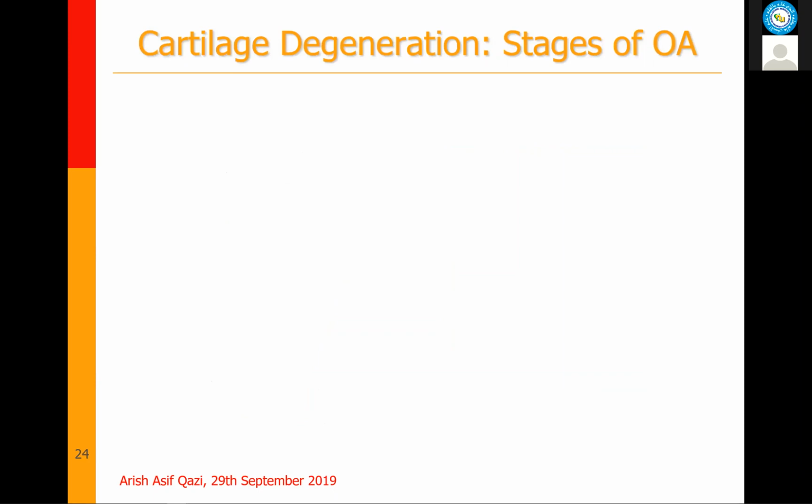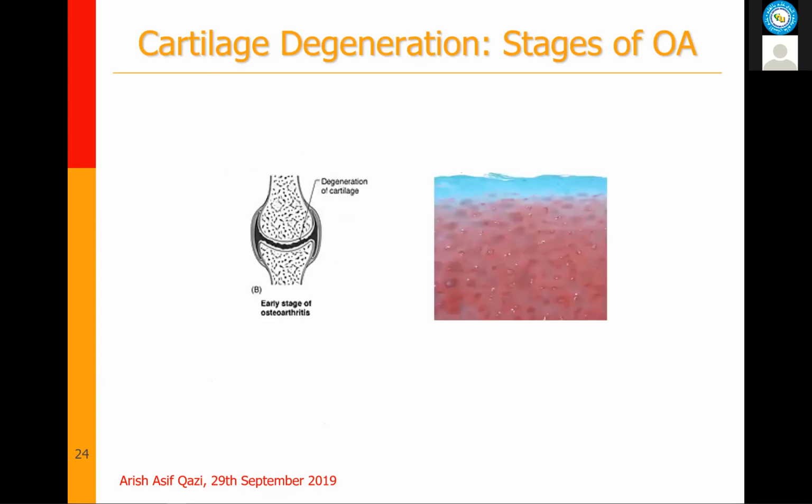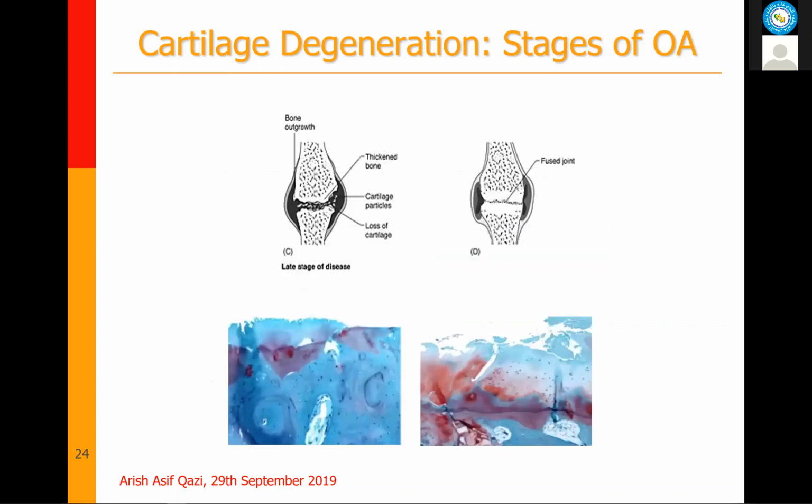Now, what happens to the cartilage during OA? Let's look at that. This is a healthy joint, and this is a tissue of the cartilage seen under the microscope. As the disease progresses, you can see that the cartilage starts to break down. During the late stages of the disease, the cartilage is completely gone, and then it's just bone against bone. And this is what leads to pain.